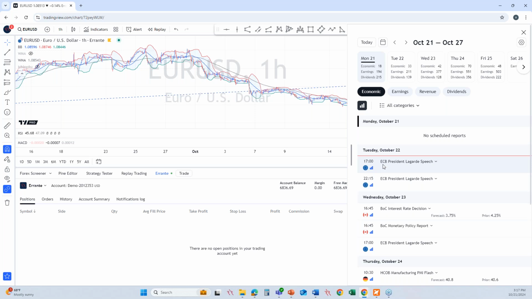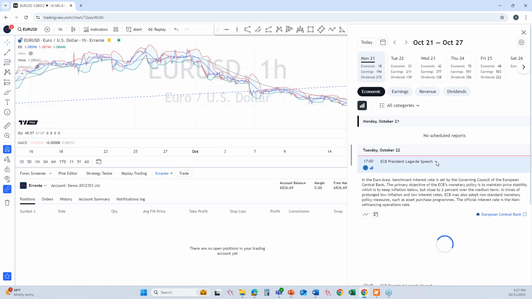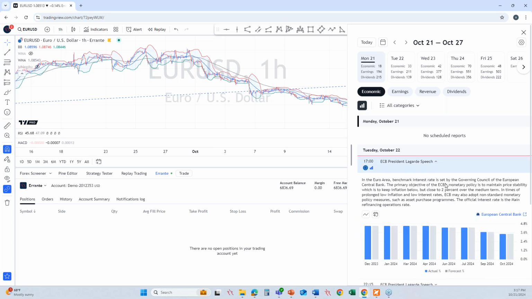For example, we have tomorrow, Tuesday, October 22, the ECB President Lagarde speech. And if you click down, you can get access to much more details. That is very good to keep up with your fundamental knowledge if you are really interested in understanding how the market functions. So you can just read this stuff here, and it's going to be a very good tutor for you.